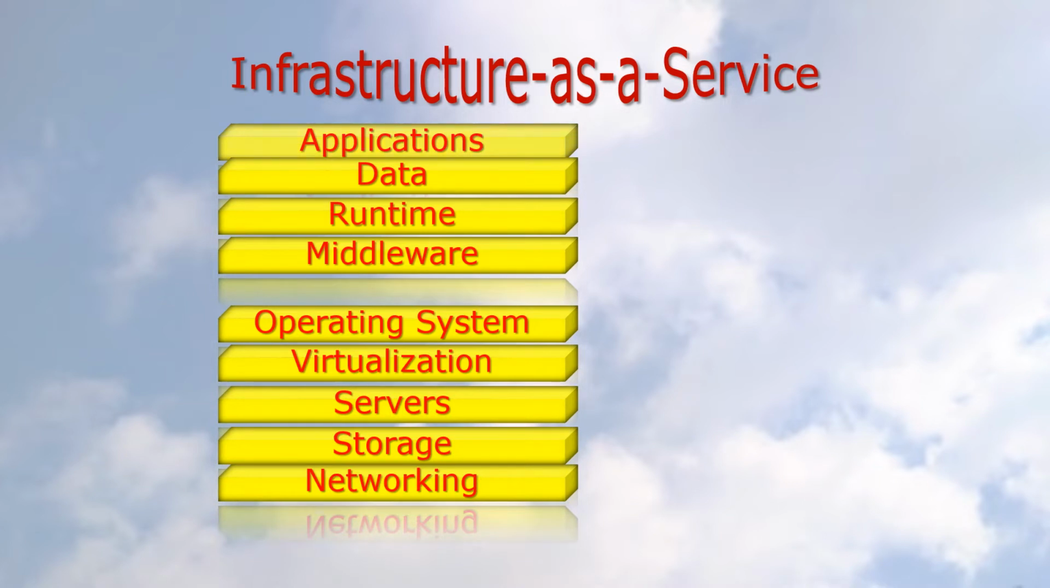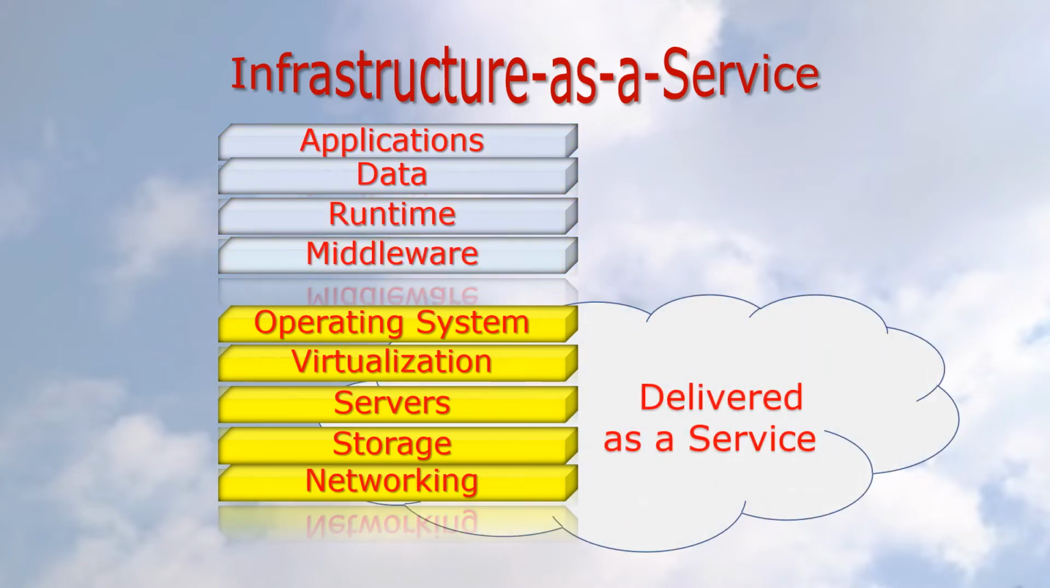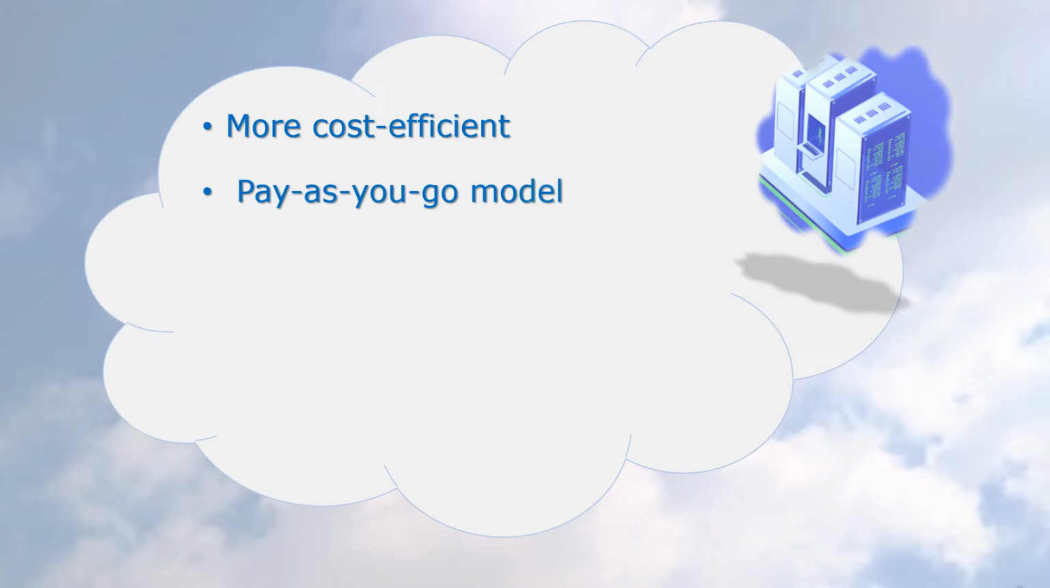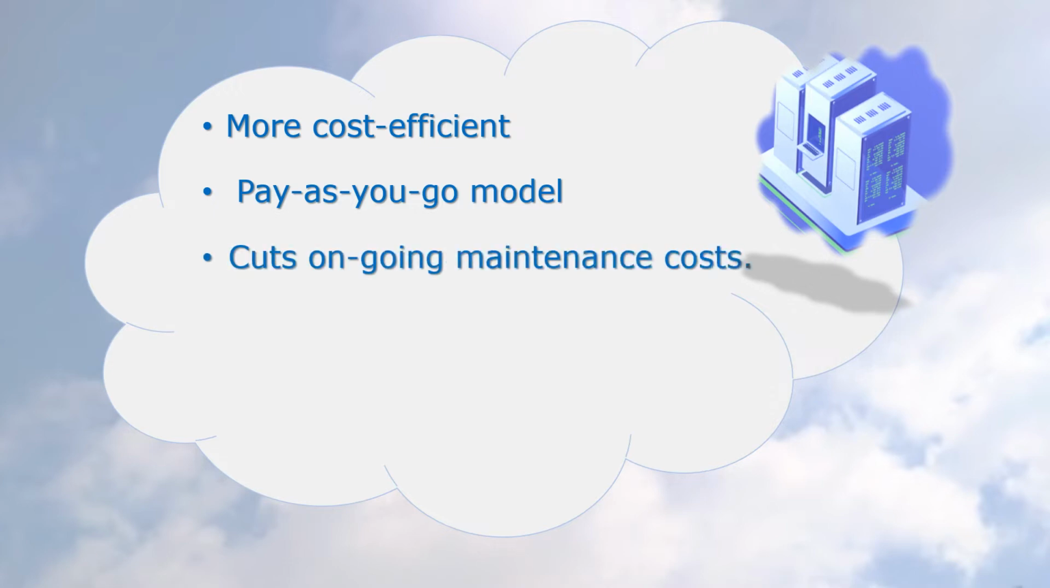Infrastructure as a service provides an easier, faster, and more cost-efficient way to operate a workload without having to buy, manage, and support the underlying infrastructure. It can be seen as a pay-as-you-go model. It is an effective model for workloads that are temporary, experimental, or that change unexpectedly. It cuts ongoing maintenance costs.